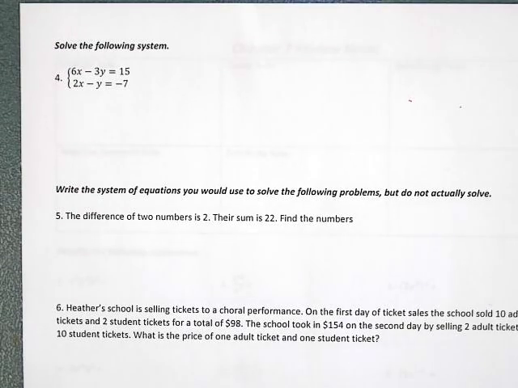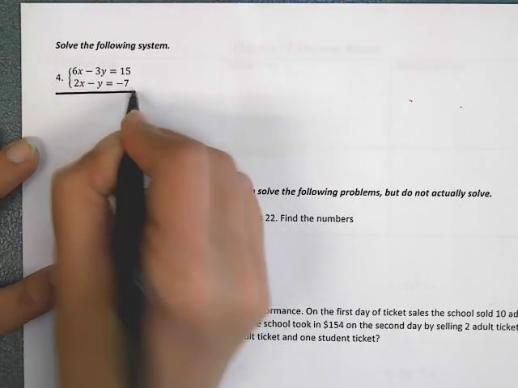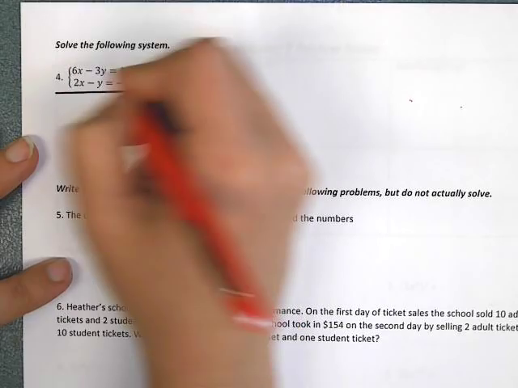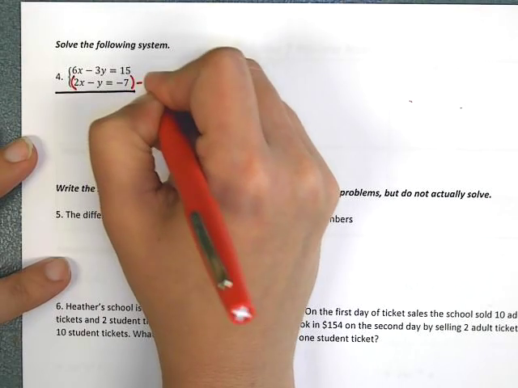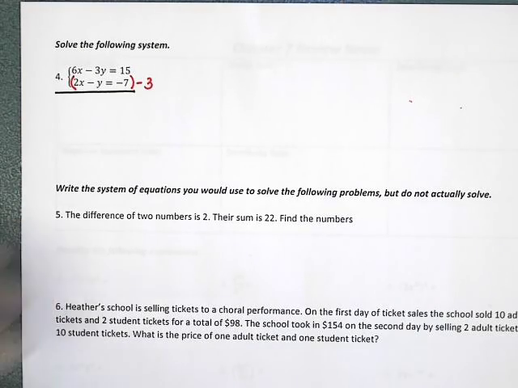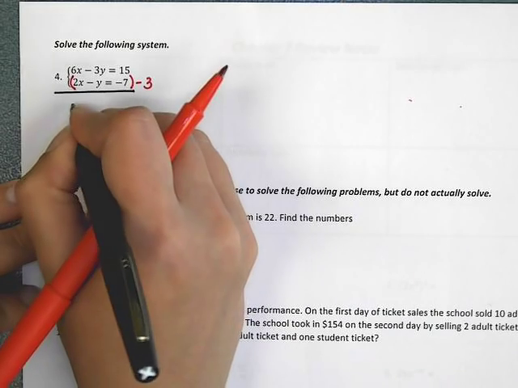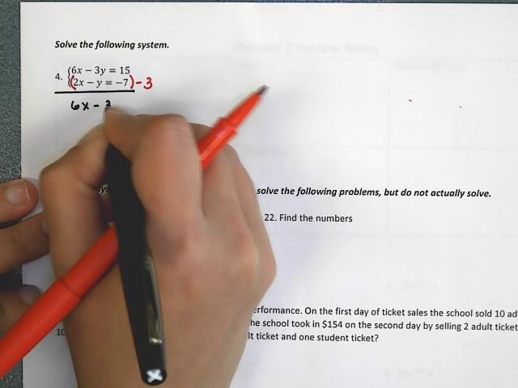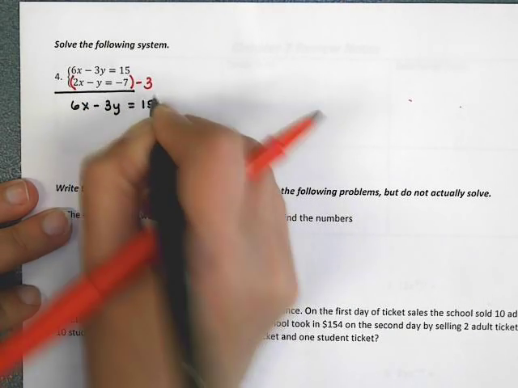So for problem 4, if you wanted to solve this, the best way to do that would probably be to use elimination because everything is nice and lined up. In order to make your coefficients the same but with opposite signs, you would just have to multiply the bottom equation by -3 because that's going to turn the coefficient of the x into a -6. So I'm going to copy down the first equation. I'm not going to change it. 6x minus 3y equals 15.